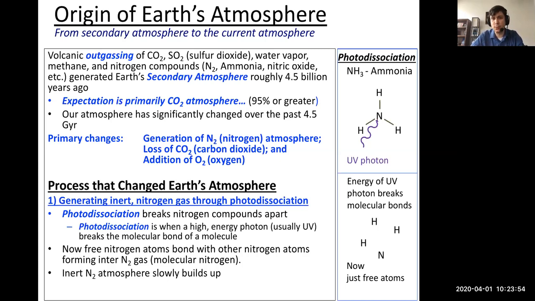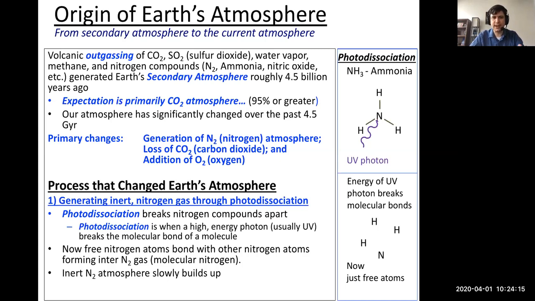So let's take these one at a time, and let's start with the generating of inert nitrogen gas. Nitrogen gas is inert. It is not chemically reactive. So once you pretty much form it, it sticks around forever. It's one of the strongest molecular bonds out there. So once you form nitrogen gas, it's going to be happy staying nitrogen gas for a very, very, very long time.